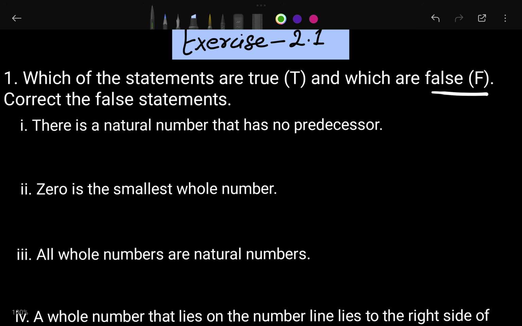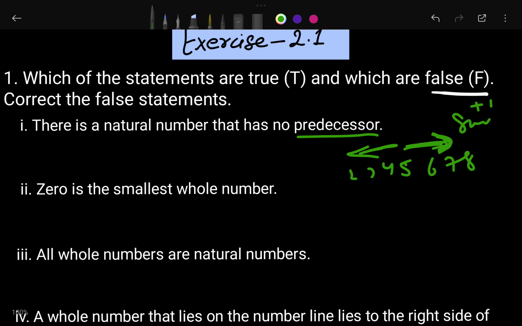The first statement is that there is a natural number that has no predecessor. So is there any natural number which has no predecessor? First of all, what is meant by predecessor and successor? Let's suppose this is 5. The numbers going forward, like 6, 7, 8, are the successors. Successor means going plus one forward. And predecessor means the number going backwards, like 4, 3, one number backwards.